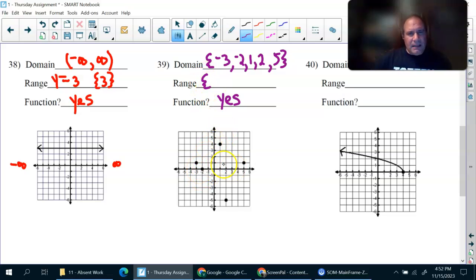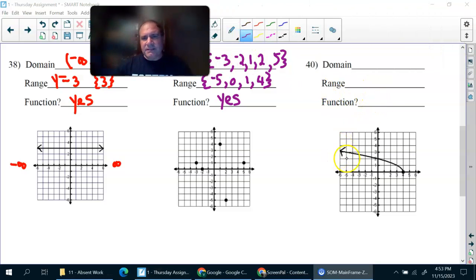I'm going to go -3. I'm going to go to the bottom one, which is -5. I'm going to go to 0 on the y-axis, and then I'm going to go to 1 on the y-axis, listed only once, and then 4 on the y-axis. That's the range. So I did that kind of like on the fly, and that's basically it.